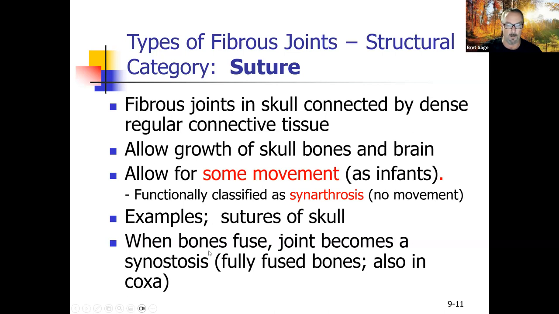When the bones fuse, the joint becomes a synostosis. Now, in this case, instead of them being connected with connective tissue, they've completely fused. And you're going to see that in the skulls of fully mature adults and in the os coxae. The os coxae are your hip bones that don't include your sacrum or coccyx. And when you're very, very young in the womb, the three bones that make up each of the os coxae or hip bones are separate. And if you look at a fetal skeleton, you'd see those.